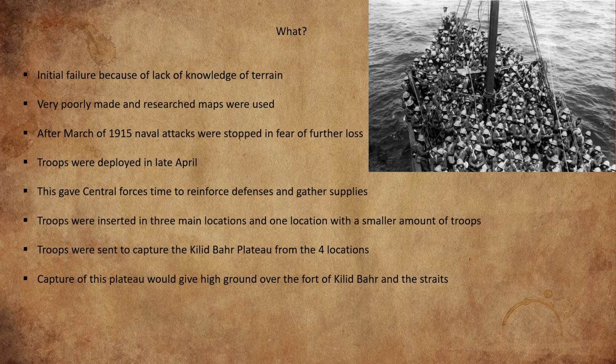The capture of this plateau would give high ground over the fort of Kilid Bar and the straits, which would allow them to take the weaponry from that fort, use it against the enemy, take out their defenses on the straits, and take out their landmines, which would allow the Navy to push their fleet through the straits, and would allow the troops to advance with the Navy, taking out the defenses and giving them the path all the way to the capital of the Ottoman Empire, Constantinople, and would allow them to take Turkey out of the war and make the war a whole lot easier for the Allied forces.